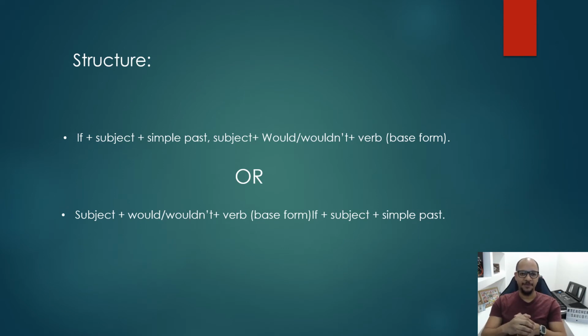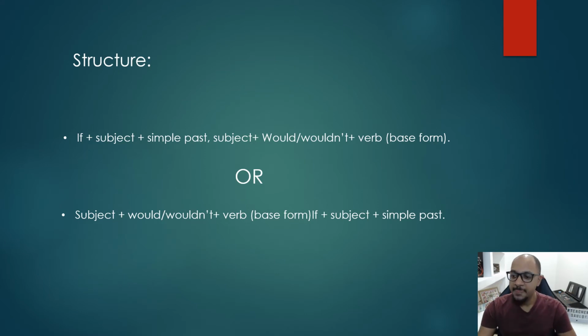Is that okay? It's easy. Just take a look, just pay attention, and you can do it. I totally believe in you. So the structure: if, subject, simple past, the conditional. The result: subject, would, wouldn't, the base form of the verb, and a complement if it's needed. Okay? Very nice.